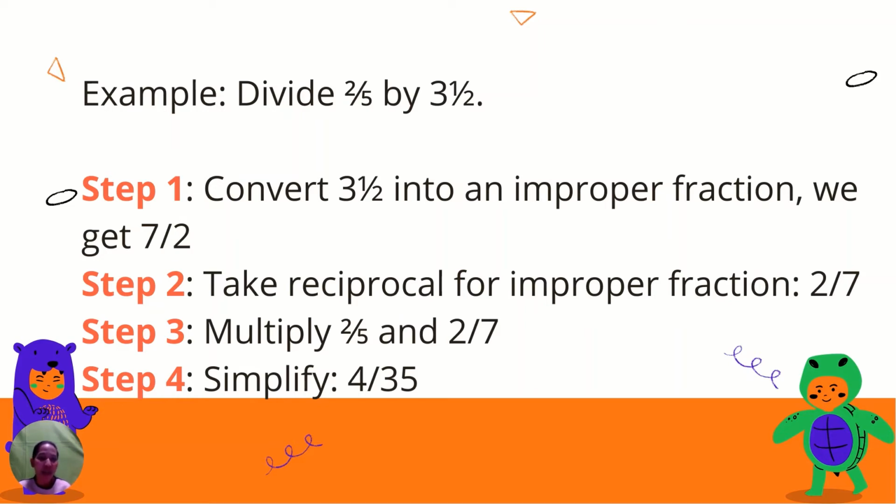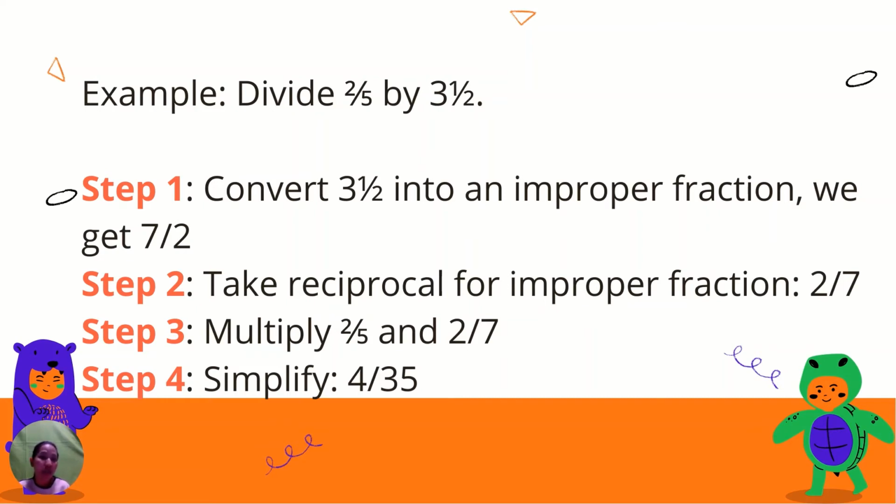Okay, step 1, sabi i-convert muna natin yung mixed fraction into an improper fraction. We get 7/2. Paano? We have to multiply the denominator to the whole number, which is 2 times 3, that's 6. And we have to add 1 to the numerator, that's 7. And we have to retain the denominator, which is 2. So 7/2. Step number 2, take reciprocal for improper fraction. The reciprocal ng 7/2 is 2/7.